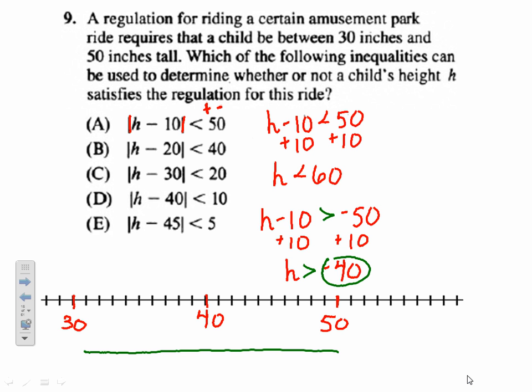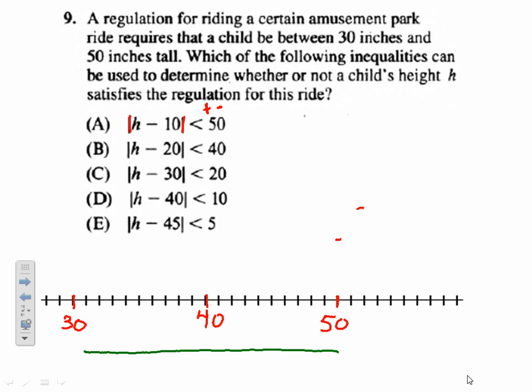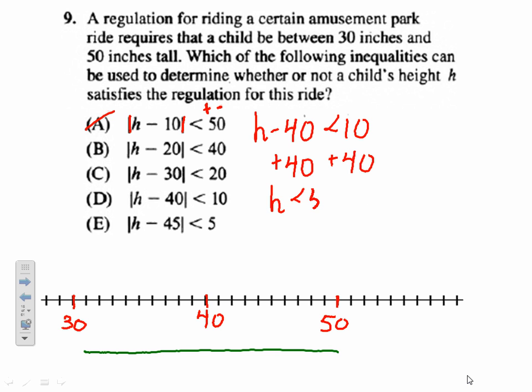Okay, let's test out another one. I'm going to jump to D to show you what that will look like. So we got rid of A. Okay, so D is H minus 40 is less than 10. And when we add 40, we get H is less than 50, which is good because that's what our original equation was telling us.